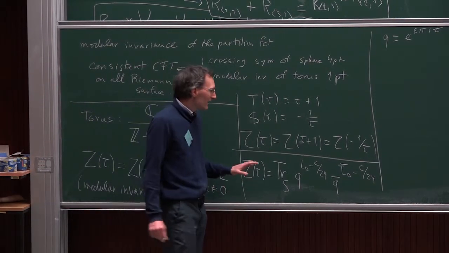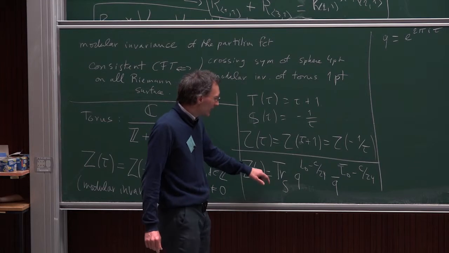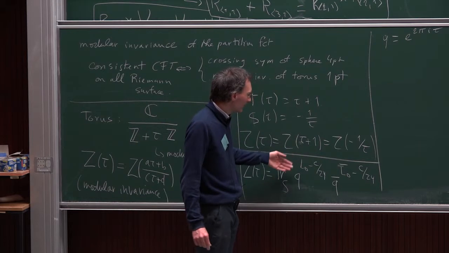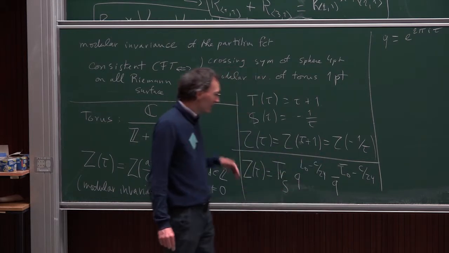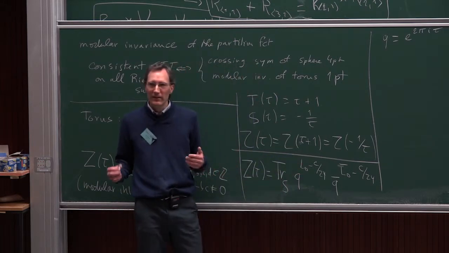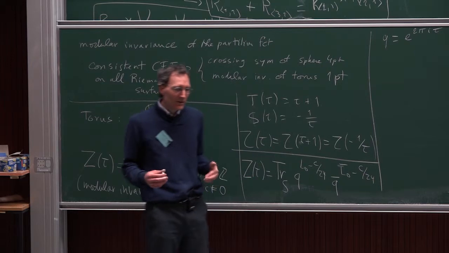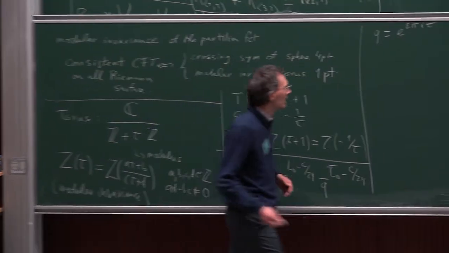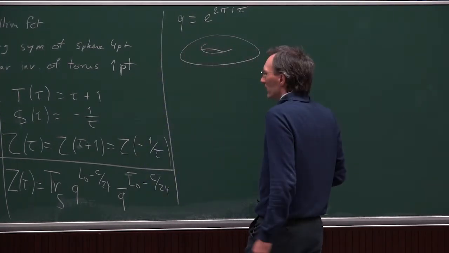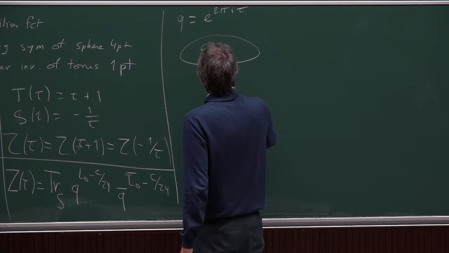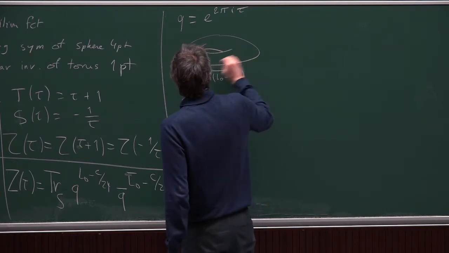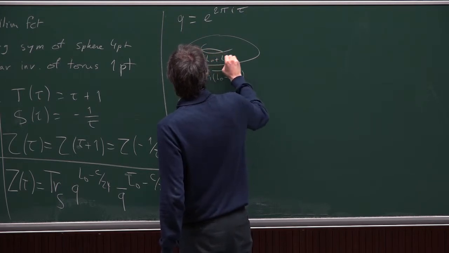Basically, the idea that you have to trace over some powers of L0 or L0 bar has its roots in the interpretation of L0 and L0 bar as Hamiltonians, as time translation operators. So if you take your torus here, you have translation in one direction, which could be, let's say, L0 minus L0 bar generating this translation, and the other translation could be generated by L0 plus L0 bar.